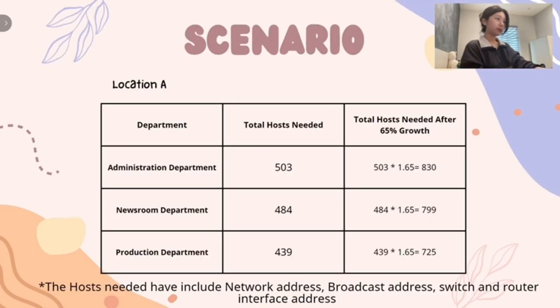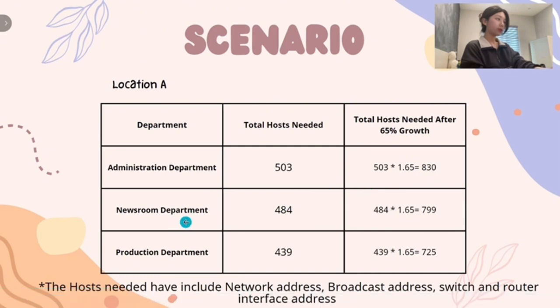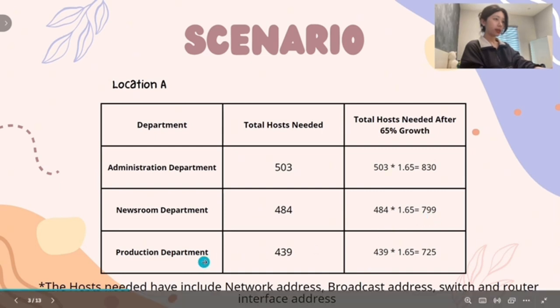This slide shows the departments in location A, which includes the administration department, which needs 503 hosts previously, and here will be the number of hosts after considering the 65% of growth, which is 830. Second will be the newsroom department, which needs 484 hosts and 700 hosts after the 65% of growth. The third department of location A is the production department. This department has a requirement of 439 hosts and it needs 725 hosts after 65% growth.